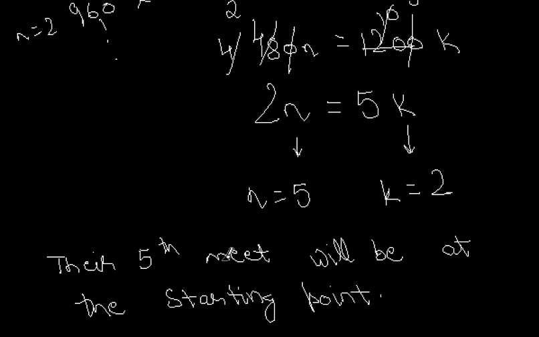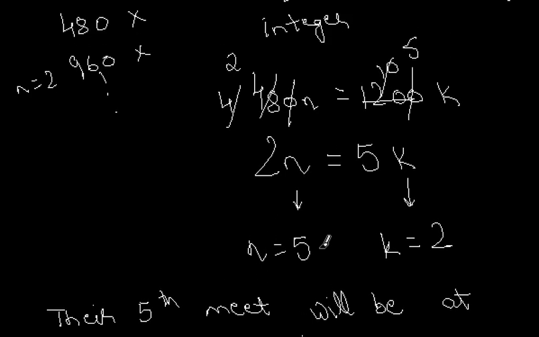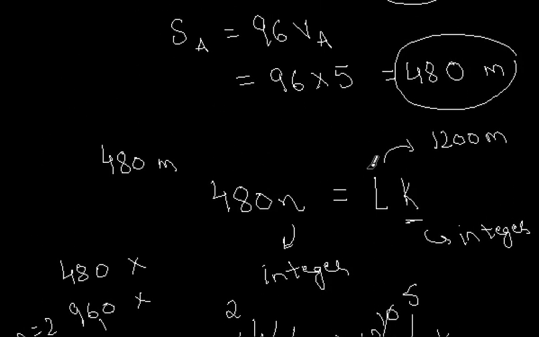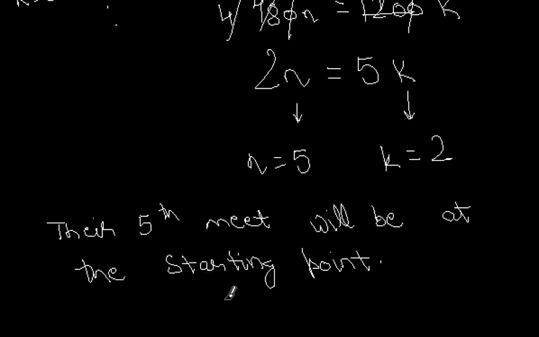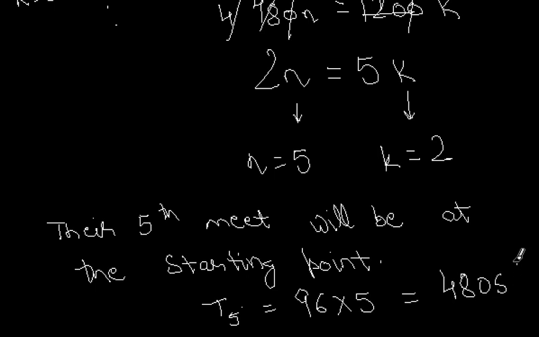Okay, so now we have to find the time taken for their meeting to happen at the starting point. Now their fifth meet, they are meeting at the starting point for the first time. So the time taken for one meet was 96 seconds. So time taken for 5 meets would be nothing but 96 into 5, which is 480 seconds. So 480 seconds is the required answer to this problem.